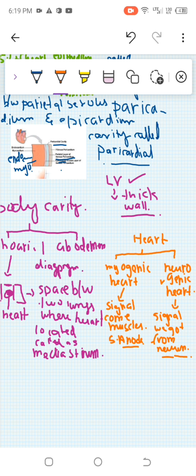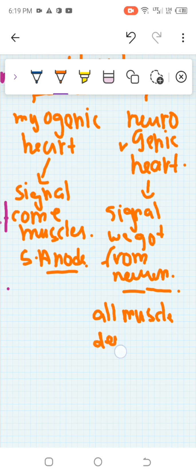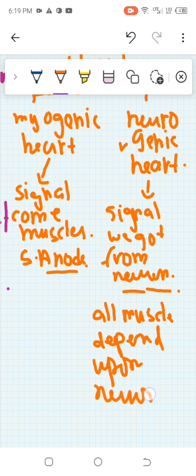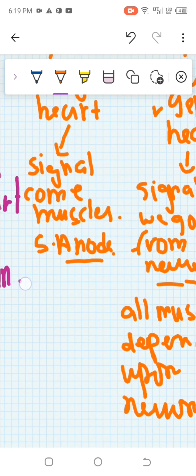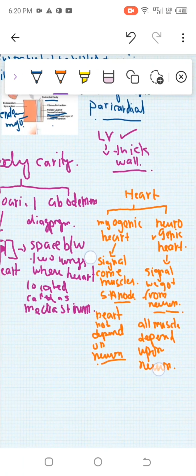Muscles usually contract due to neuron signals, so all muscles depend upon neurons. However, the heart muscle does not depend upon neurons because it is myogenic. It produces signals by the muscle present in the heart, not depending on neurons. I hope it is clear to you guys.